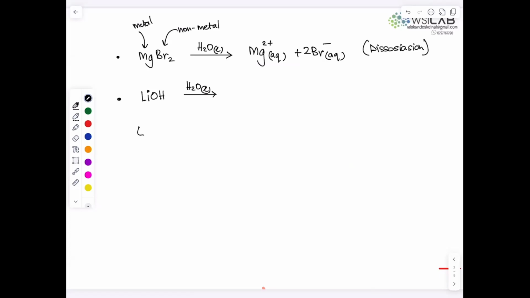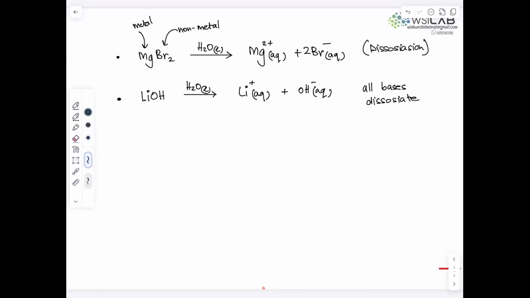Why? It's again lithium, which is a metal, bonded to a non-metal hydroxide, but the whole of hydroxide is non-metal. So again, that will undergo dissociation where lithium ions are in an aqueous solution and also the hydroxide ions are in an aqueous solution. So dissociation is all your bases. All bases dissociate, except one. We'll look at that in a minute. Dissociate. Okay, good. Got it?